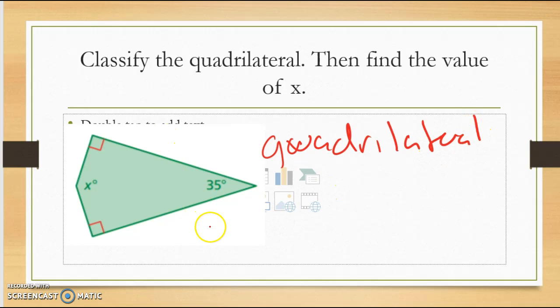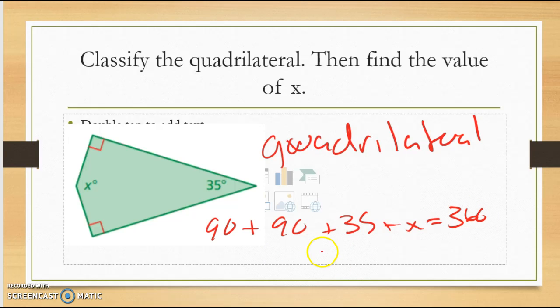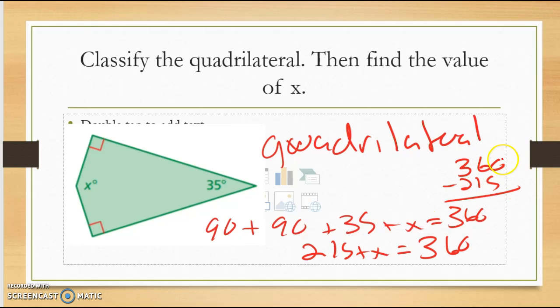You add up all the angles, you have 90 degrees plus 90 degrees plus 35 degrees plus x. You know it's equal to 360. So you have 180, 215 plus x equals 360. So we have 360 minus 215. So a measure of x would be 145 degrees. Make sure you put the degree sign.